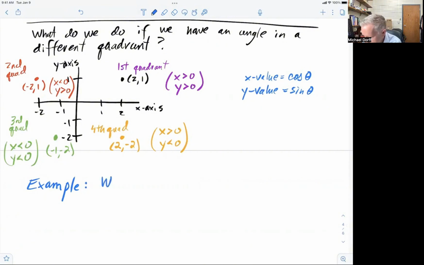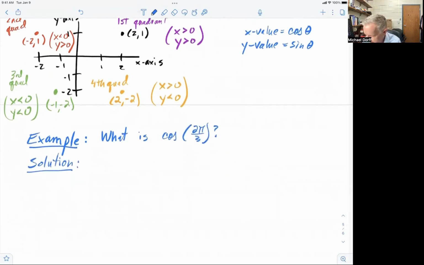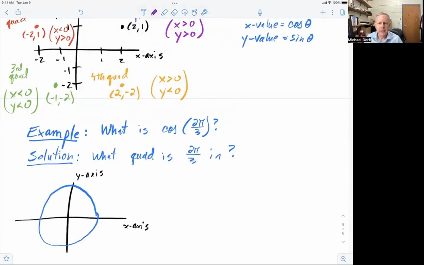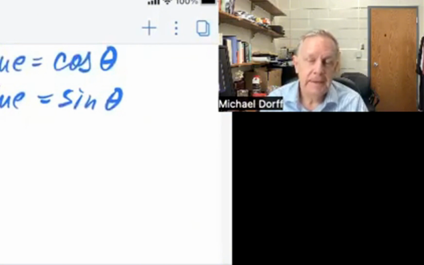So let's look at a specific example. What is the cosine of 2 pi over 3? So the first thing I need to do is ask what quadrant is 2 pi over 3? 2 pi over 3, what of the original angles that we talked about in the first quadrant is that like? In other words, what one has the same denominator?